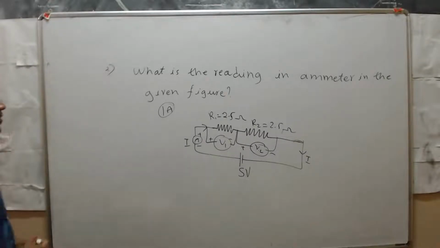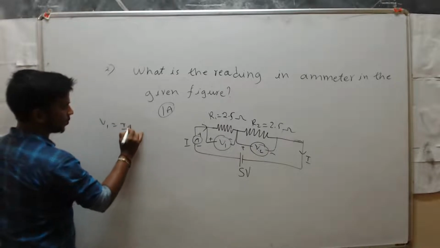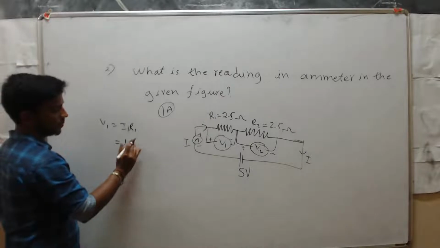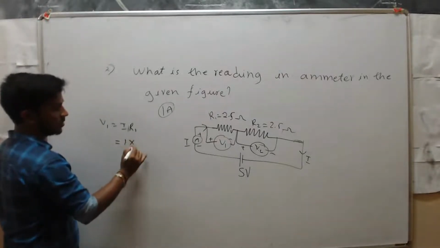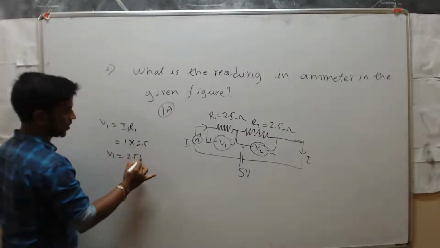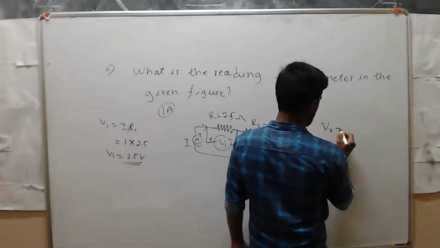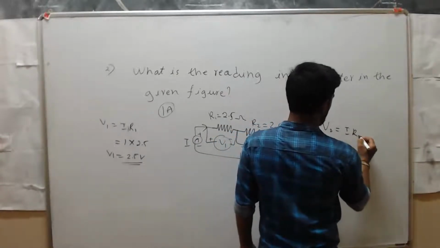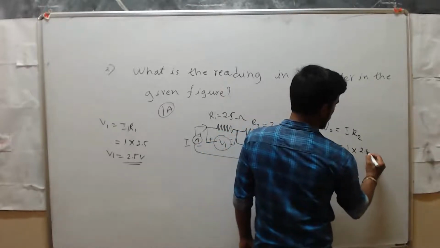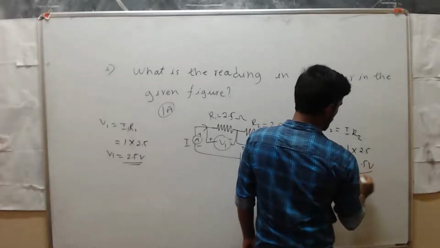Yes. To calculate V1, we have the formula V1 equal to I into R1. So what is the I value? That is 1 ampere. What is the R1 value? That is 2.5. So V1 is equal to 2.5 volt. Next, V2 is I into R2. I is 1 and R2 is 2.5. So V2 is equal to 2.5 volt.